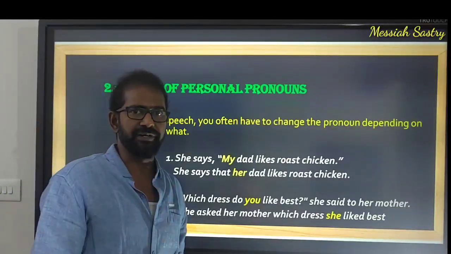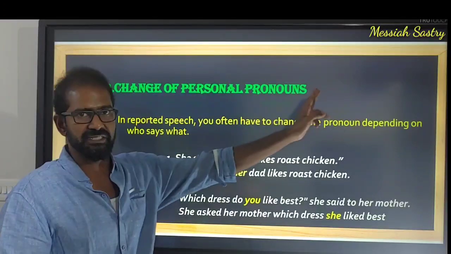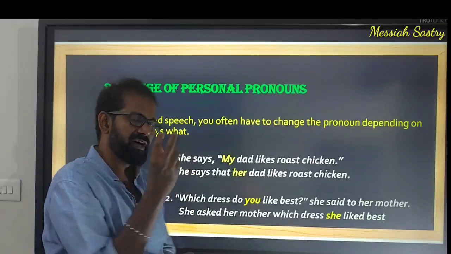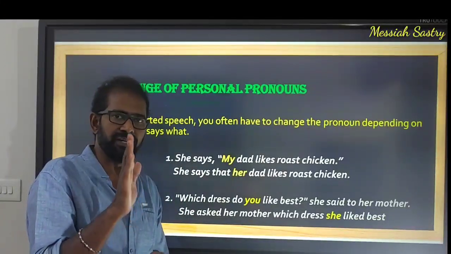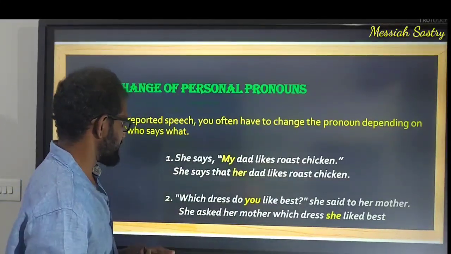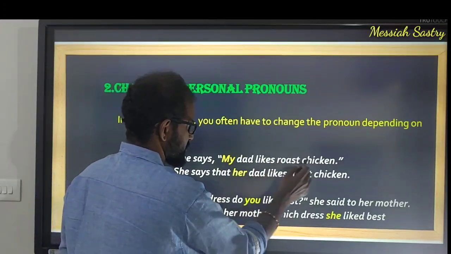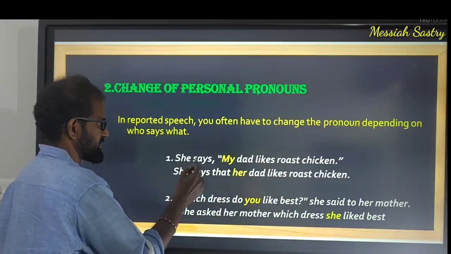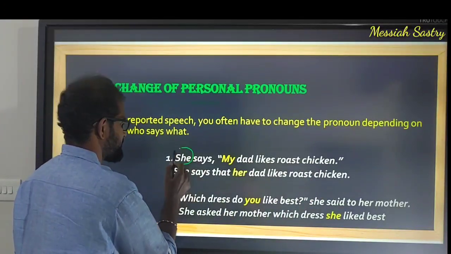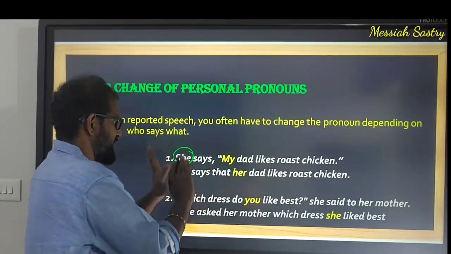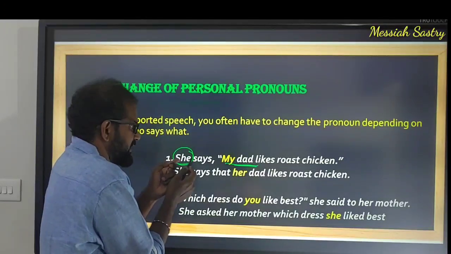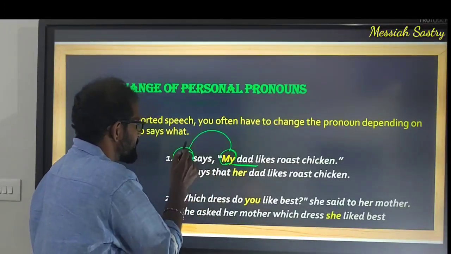Let us move to the second point. Change of personal pronouns. How do we change pronouns? While changing these pronouns, we need to remember who is the speaker and who is the listener. Let's take an example. She says, my dad likes roast chicken. The speaker is she. Of course, there is no listener, only speaker. The speaker is saying, my dad. This my refers to she.